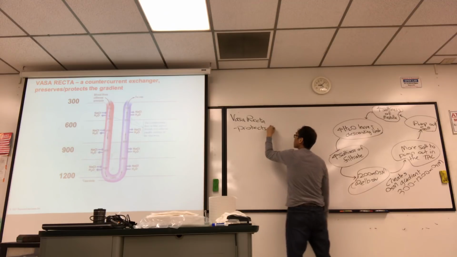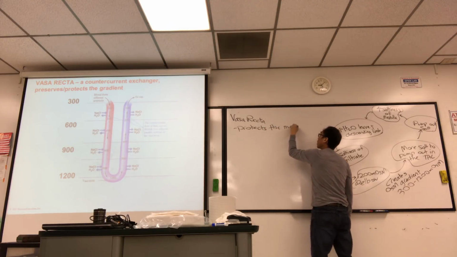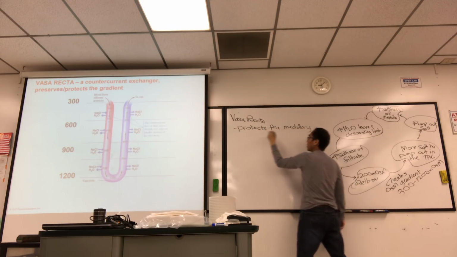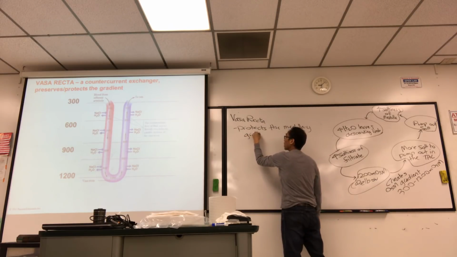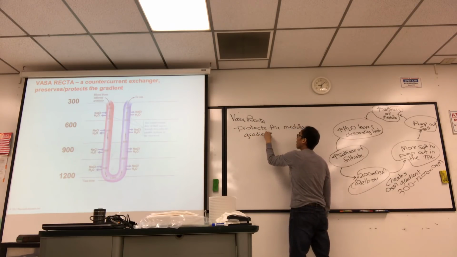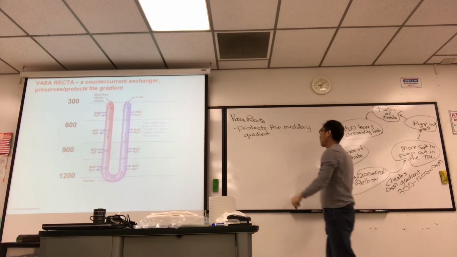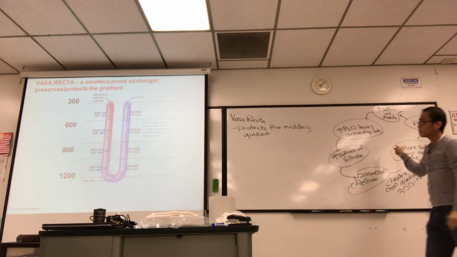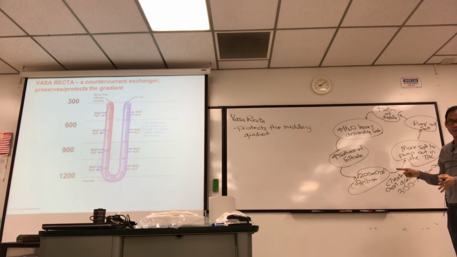Vasa recta protects the medullary gradient. The loop of Henle creates it. The vasa recta just protects it. Okay. You're able to supply blood to this gradient and you don't wash it away.